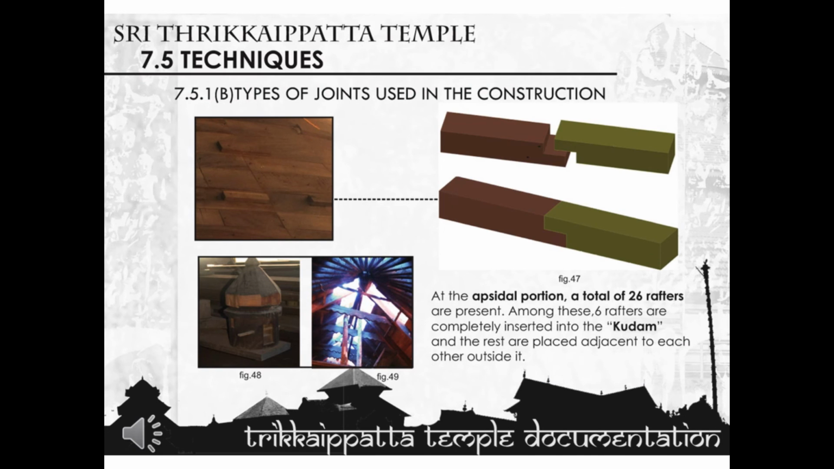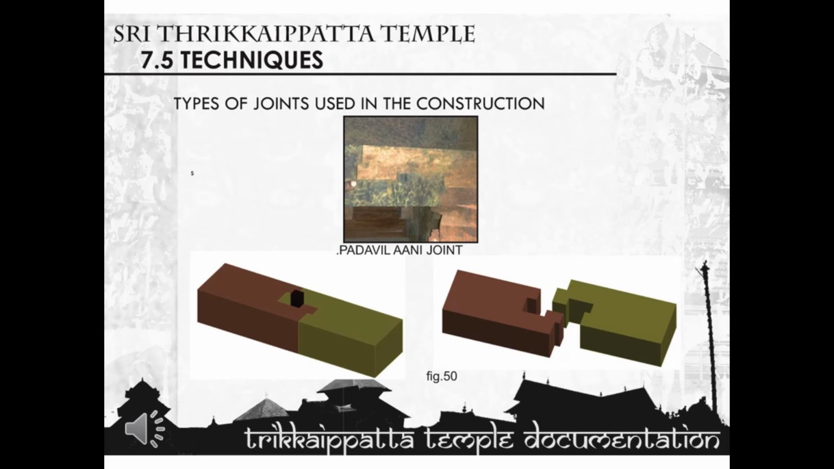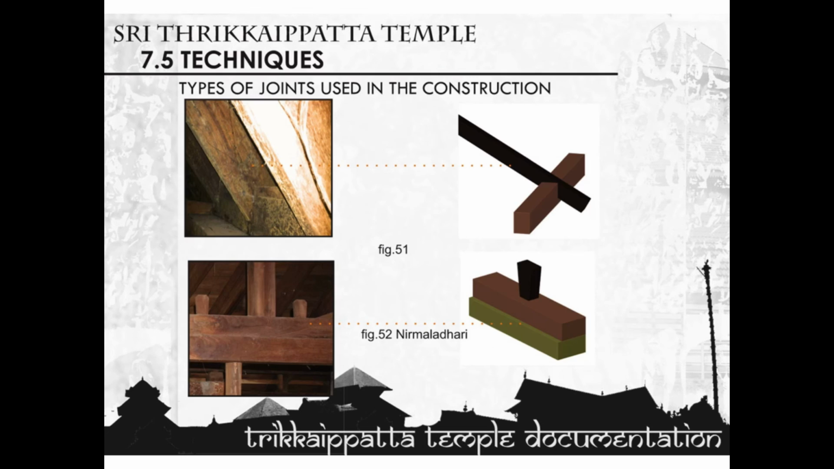Now, types of joints used in the construction. At the apsidal portion, a total of 26 rafters are present. Among these, 6 rafters are completely inserted into the kudam and the rest are placed adjacent to each other outside it. Other types of joints that can be seen in the temple are Padalani joint, Nirmadalari joint, etc.